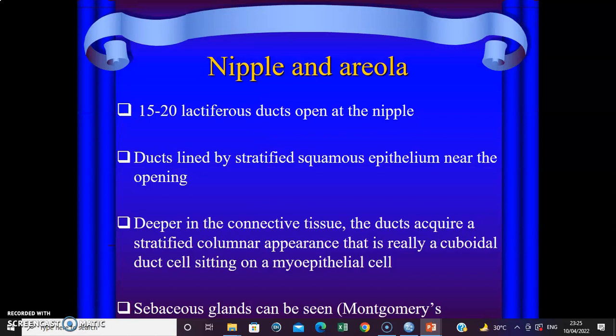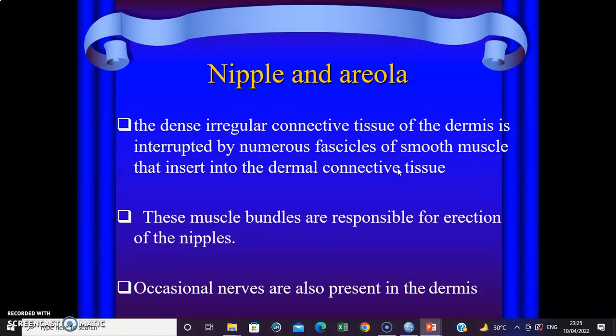Then we have sebaceous glands, which are glands of Montgomery, seen within the nipple areola region. So the nipple areola region has dense, irregular connective tissue, with abundant connective tissue fibers haphazardly arranged within the dermis. And this is usually interrupted by fascicles of smooth muscle cells that insert into the connective tissue of the dermis. These smooth muscles, when stimulated through suckling, contract, causing the nipple to erect.